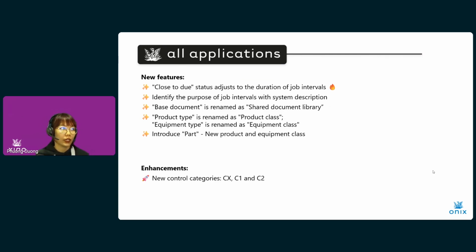across your company. Secondly, another renaming change is that the product type and equipment type is now renamed as product class and equipment class. So why do we make this change? We believe that by calling it a class and not a type anymore, it will help you with less confusion when you are referring to the type or the model of a product or an equipment.